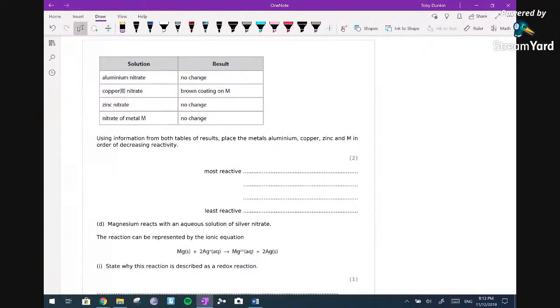So they're doing something similar to what I did before. Using the information, place the metals aluminium, copper, zinc and M in order of reactivity, decreasing down.